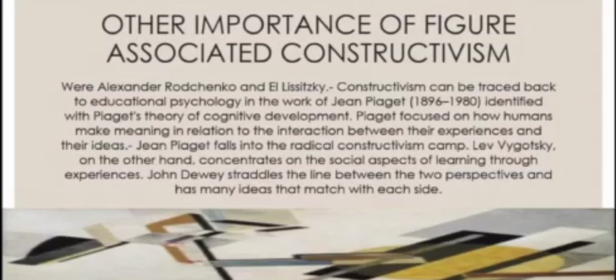Piaget focused on how humans make meaning in relation to the interaction between their experiences and their ideas. Jean Piaget falls into the radical constructivism camp. Lev Vygotsky, on the other hand, concentrates on the social aspects of learning through experiences. John Dewey straddles the line between the two perspectives and has many ideas that match with each side.